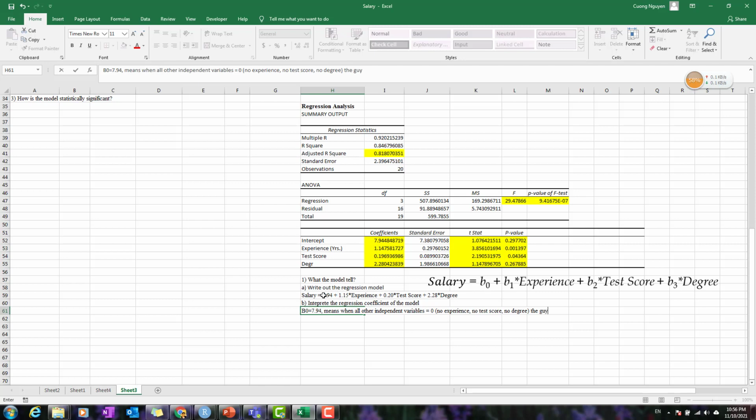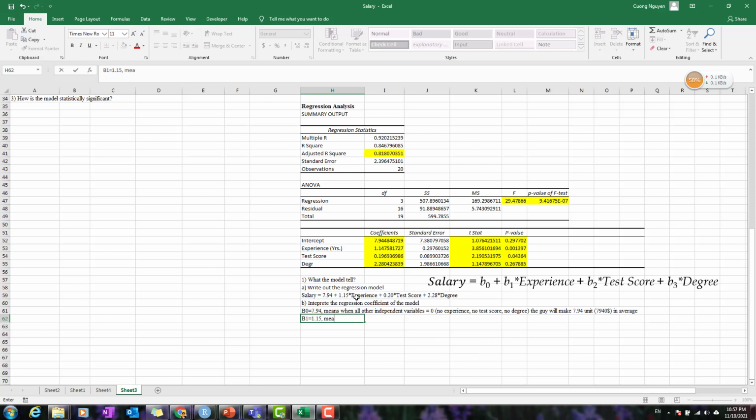The guy will make 7.94 units. Here that should be $7,940. Okay, on average. Right. When all the other independent variables don't have anything, 0, 0, 0, you put it at 0, 0, 0. That means the salary will be just equal to 7.94, and that means that guy will make $7,940 on average.